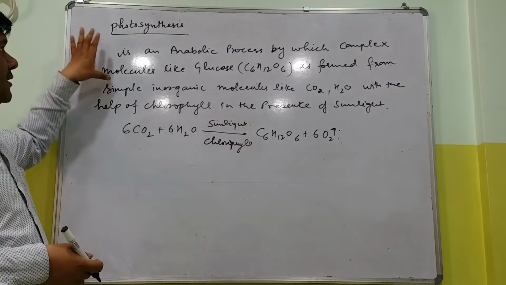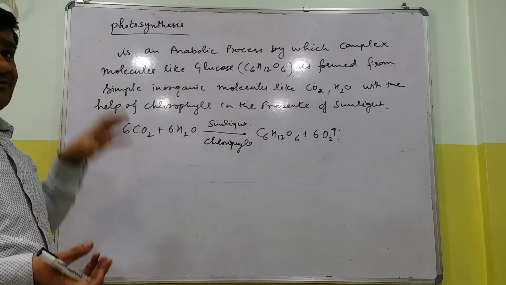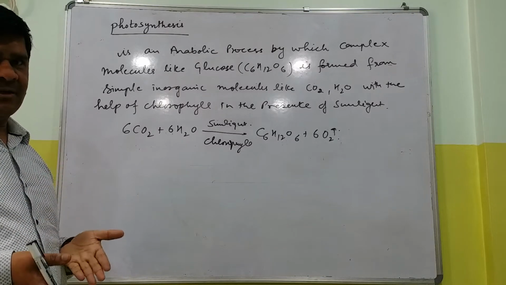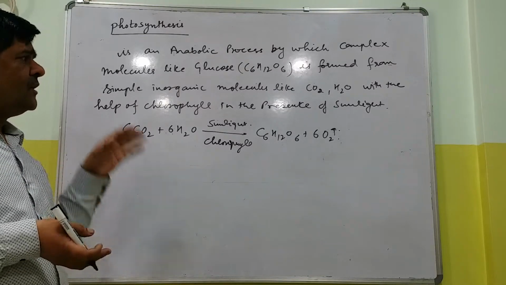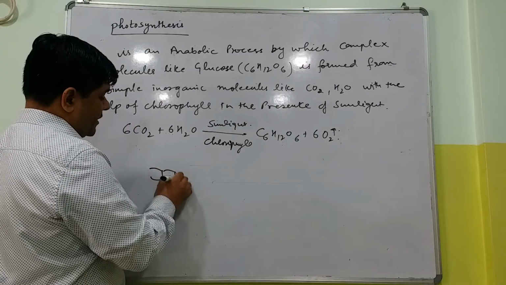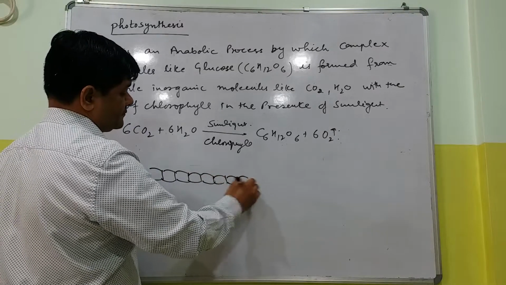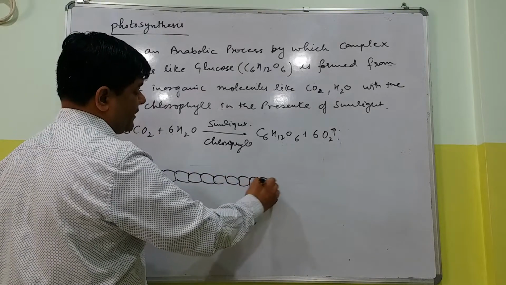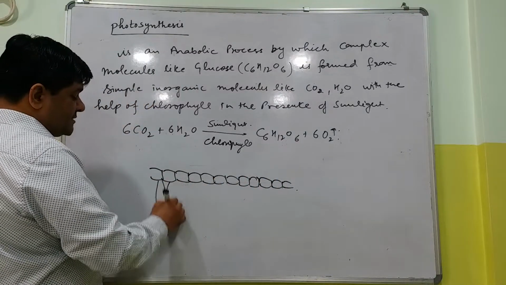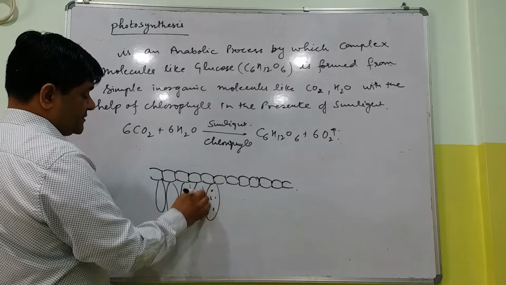Now I am going to tell you about the sites of photosynthesis, where photosynthesis actually takes place. Leaf is the photosynthetic organ. As you know, inside the leaf there is the outer layer, the upper layer of epidermis. Then there are mesophyll cells present inside the leaf.